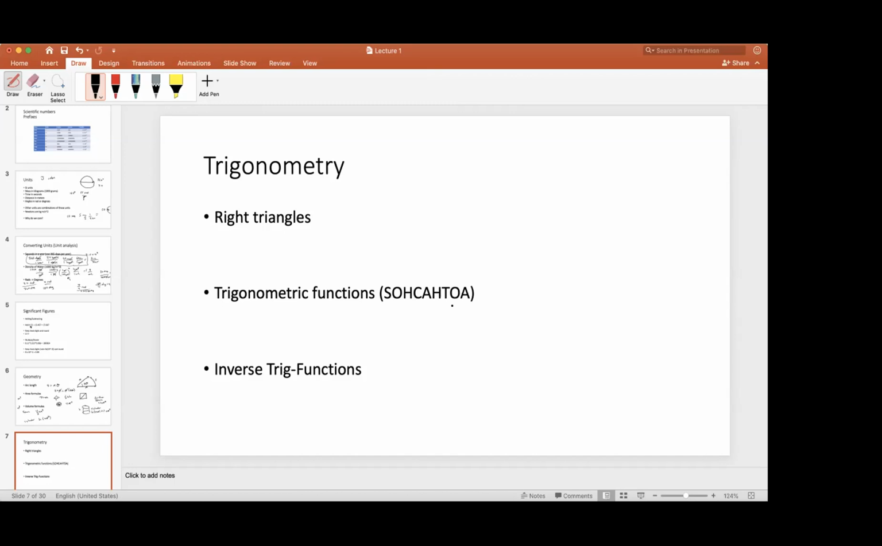We're only really going to need sine, cosine, and tangent. Occasionally you run across things where you need the other ones. If you know them, great, use them. If you don't know them, don't try and learn them during this course. But you need to know sine, cosine, and tangent. So let's talk about what that is.